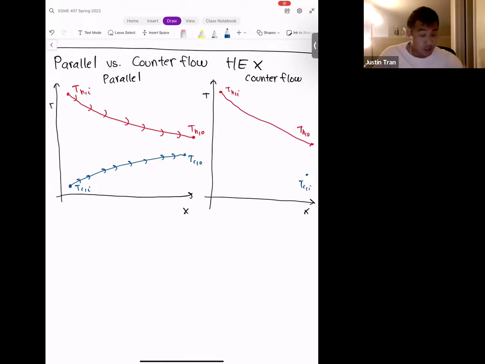And the cold fluid, we're going to start on the right side and then come up just like that. And we'll draw arrows just like the other side to indicate the direction of flow.